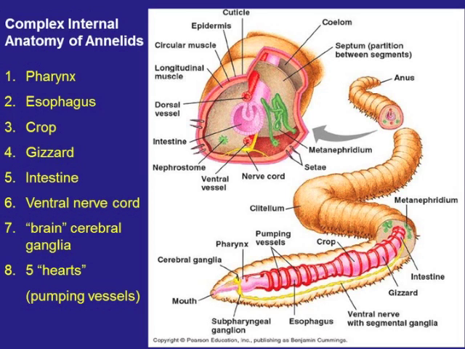Let's take a further look at the anatomy of annelids, especially the earthworm here. First, the pharynx. That's for food suction and ingestion. Let's take a look at the esophagus. That's food transport. The crop is storage and some digestion, and then the gizzard is food maceration. As we talked about, they have enzymes within there. The intestine is for absorption of nutrients, and the ovaries make eggs.